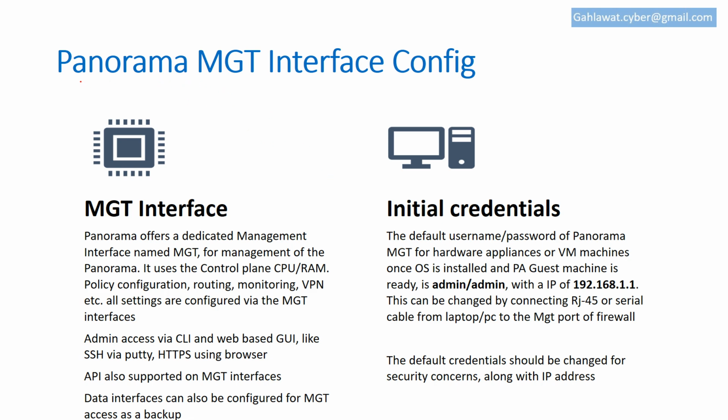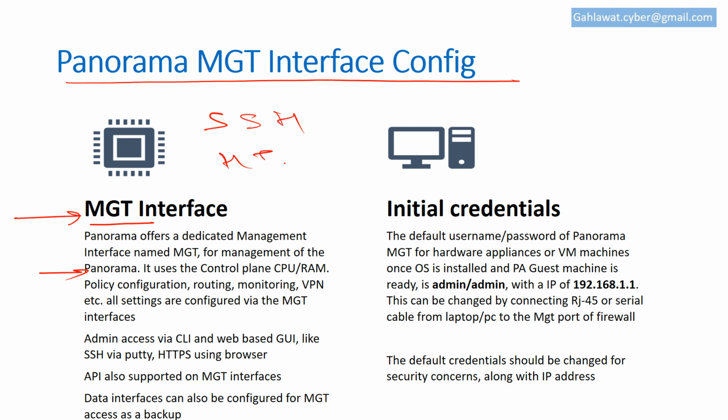In this session, we are going to look into the Panorama management interface configuration. So the Panorama has a dedicated management interface, named MGT, and it is used for the management of the Panorama. The admin can use the CLI SSH method or the web-based HTTPS method to access the Panorama via this management interface. And this management interface uses the control plane CPU and RAM memory.